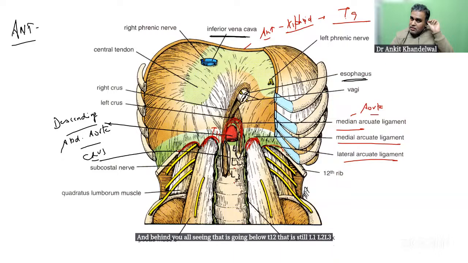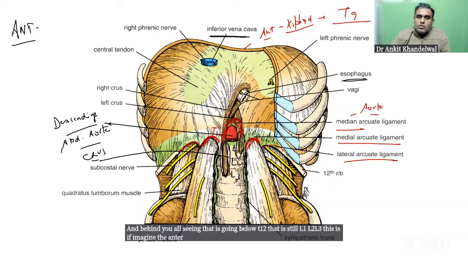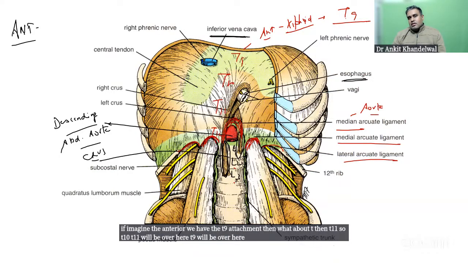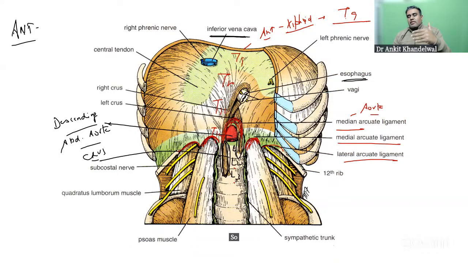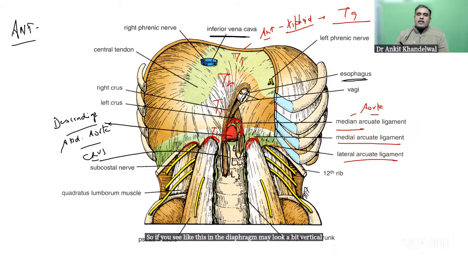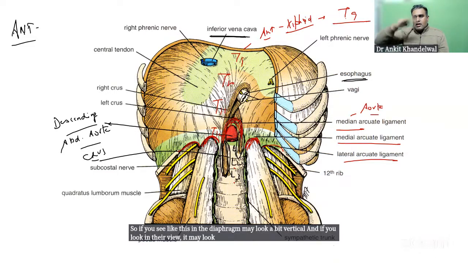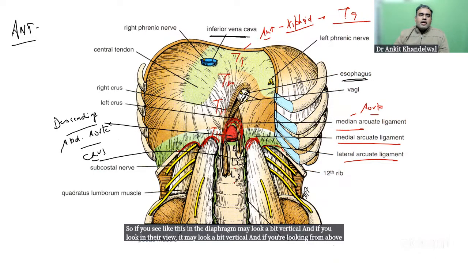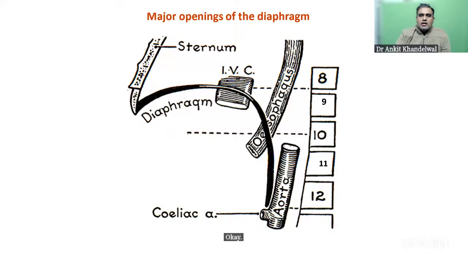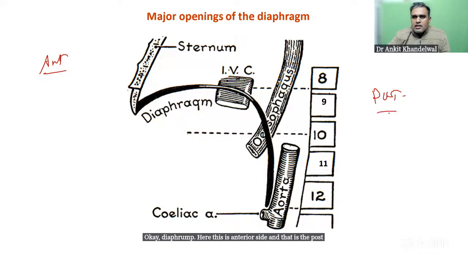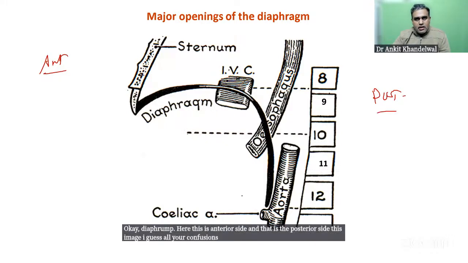If you imagine the anterior, we have the T9 attachment. Then what about T10, T11? So T10, T11 will be over here, and T9 will be over here. So if you see like this, then the diaphragm may look a bit vertical. If you look at an anterior view, it may look a bit vertical. And if you are looking from above or below, it is a partition. So imagine it to be a 3D image. Diaphragm here: this is the anterior side and that is the posterior side. With this image, I guess all your confusions, if there are any, will be cleared.